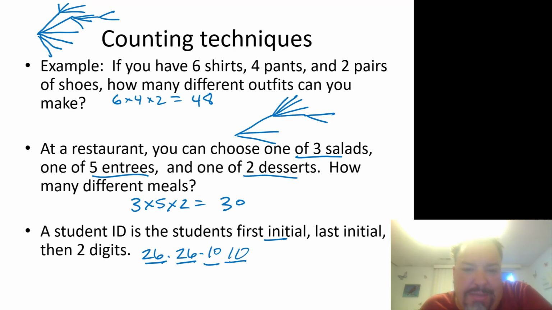And then we could have a repeat of 10. So this one, probably need to type in the calculator. This one gets a little bit bigger. We've got 26 times 26 times 10 times 10. And this number comes out to 67,600 for total student IDs that we would have. So that is the multiplication principle, and that's how you can count up different ways when you have multiple steps.